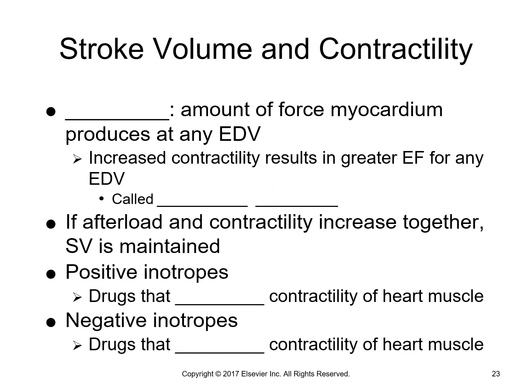So contractility then is the amount of force the myocardium produces at end diastolic volume, at any end diastolic volume. So again, I have preload in the parentheses here. And then increased contractility results in a greater ejection fraction for any EDV, which is called positive inotropism. Positive inotropes are drugs that are going to increase the contractility of the heart muscle. So that's your fourth blank there. And then the last one is negative inotropes, which decrease the contractility of the heart muscle.